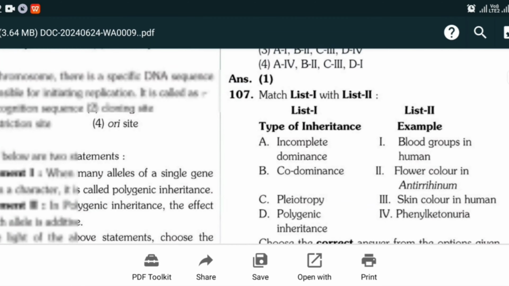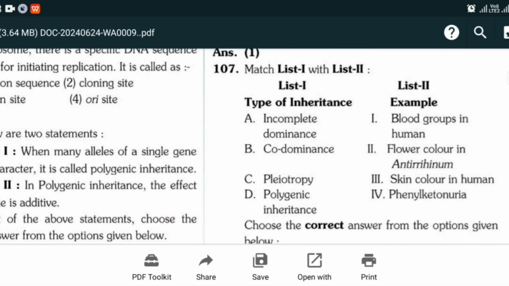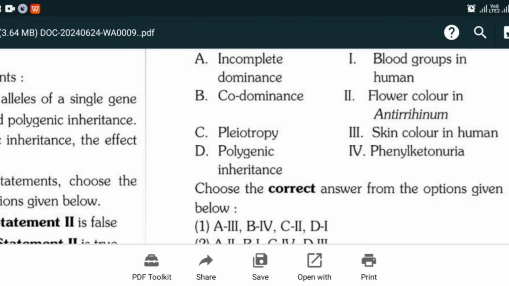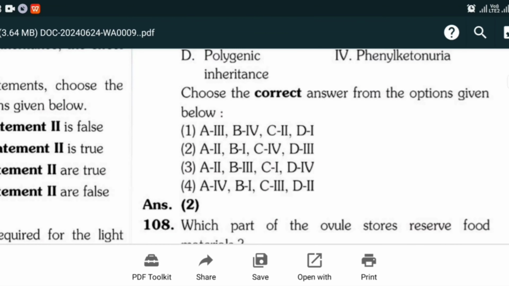Then another match the following question. Here incomplete dominance is seen in flower color in Antirrhinum majus. Next, codominance is seen in blood group in humans. Then pleiotropy. Pleiotropy is an example of phenylketonuria, where a single gene is responsible for different kinds of phenotypic characters. Then polygenic inheritance is an example of skin color in humans. So the correct answer will be the second option.